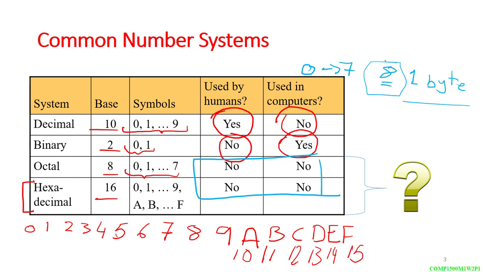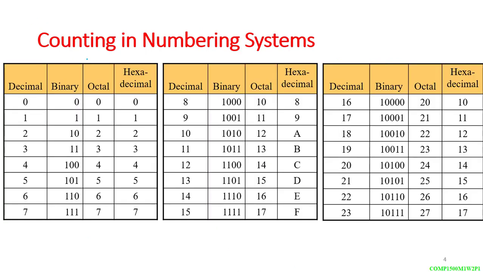So we can see how we count from 0 to 7 in decimal and in binary: 0, 1, 2, 3, 4, 5, 6, 7. Hexadecimal is still the same, no change in hexadecimal. Then we have 8, 9, 10, 11, 12, 13, 14, 15. Now let's count in binary: 0, 1, 10, 11, 100, 101, 110, and so on.